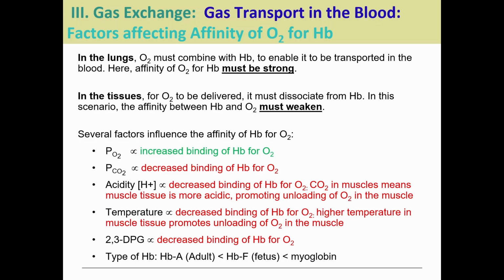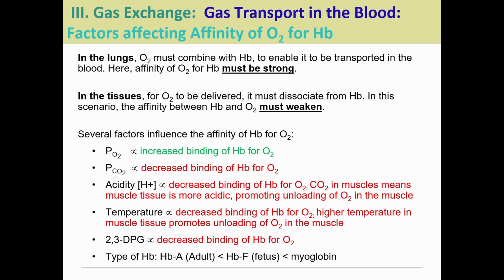The partial pressure, right? A higher partial pressure of oxygen is going to increase the binding for hemoglobin and oxygen. A higher partial pressure of carbon dioxide is going to decrease that. If we're acidic, that's going to decrease the binding for oxygen. So we can unload that oxygen to muscle, because if muscles are producing a bunch of carbon dioxide, it's going to be more acidic, and that's going to promote more oxygen being unloaded at those muscles.